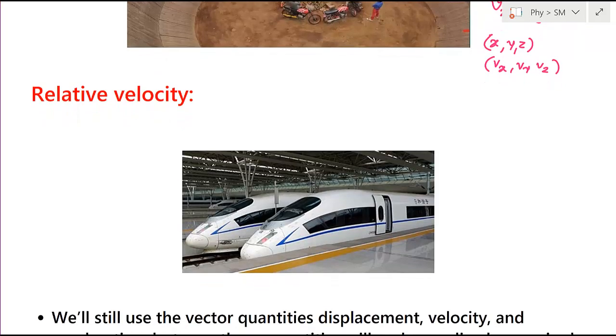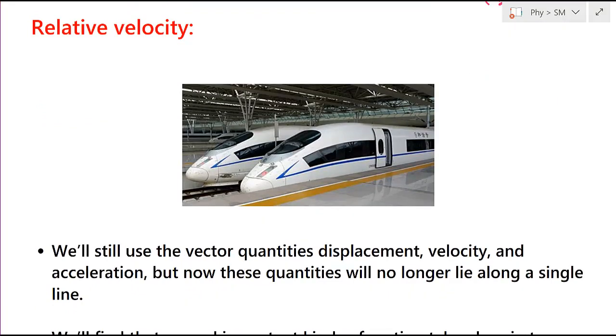Just to illustrate relative velocity, sometimes you might be in a train and some other train is moving right beside you. You find that the train is either moving fast or moving slow. Basically, you are observing the other train with respect to your velocity, with respect to your position. You are not standing. Your train is also moving and the next train is also moving. Both trains are moving, both positions are changing.